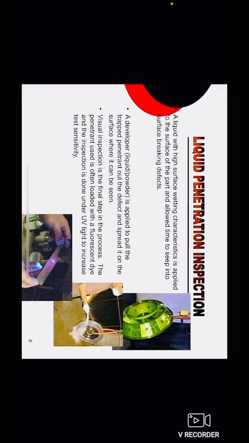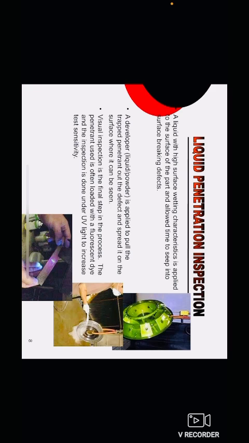Liquid penetration inspection. Here, a liquid with high surface wetting characteristics is applied to the surface of the part and allowed time to seep into surface breaking defects. And a developer liquid or powder is applied to pull the trapped penetrant out of the defect and spread it on the surface where it can be seen.